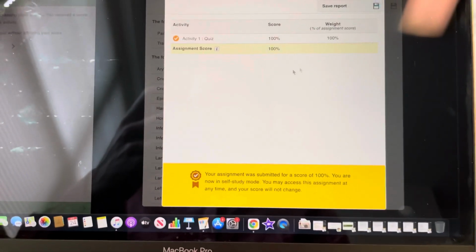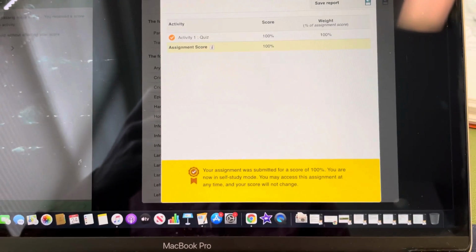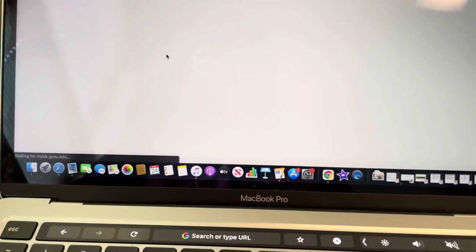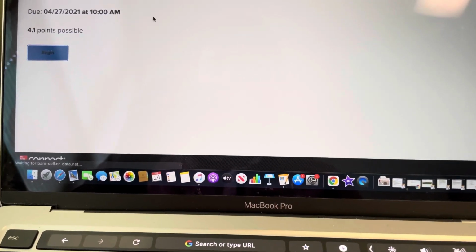So I got 100% on that overall quiz. Now we have credit, so we can save that report and exit out of here. Once we exit out, we have digestive, urinary, and reproductive left. So now we're going to go to the APR of the digestive system, begin that, and you can see a couple of the sample questions that they will provide.